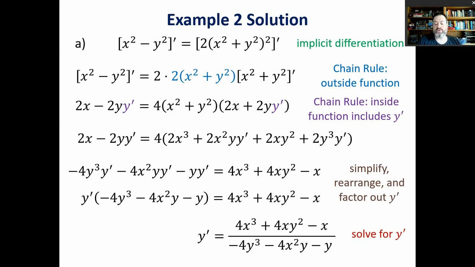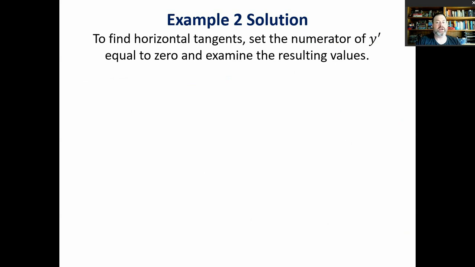Now, the original question said, where are the tangents horizontal? We saw a problem just like this in an earlier slideshow, an earlier video. Well, you just set the numerator of y prime equal to 0, right? That's just a mathematical fact. You're allowed to keep the denominator around, but it's not going to do anything, so you might as well just ignore it. So I just took the numerator of y prime that we got on the previous slide and set it equal to 0.